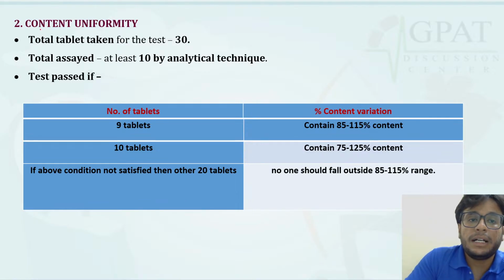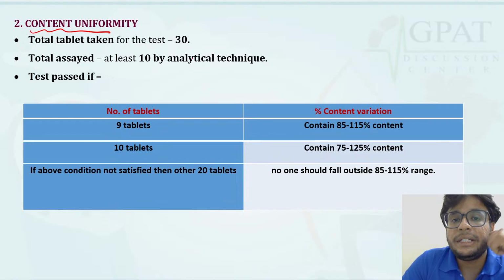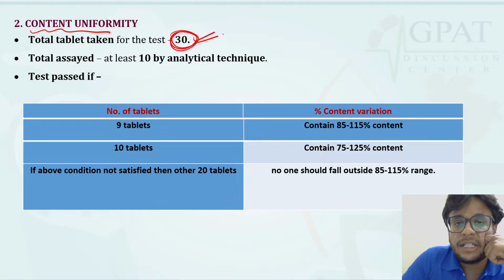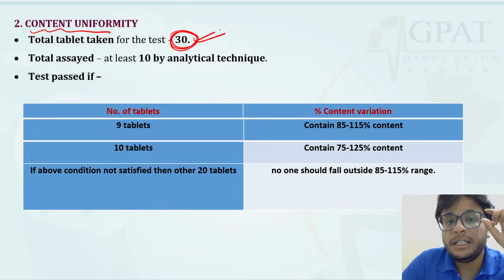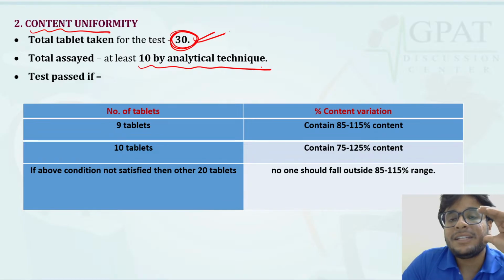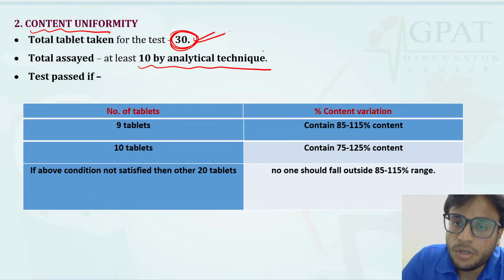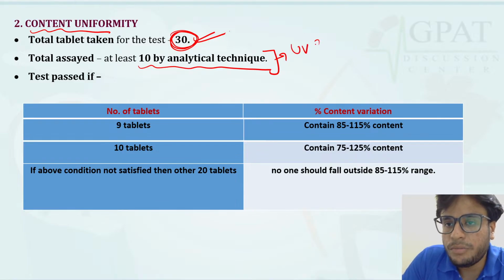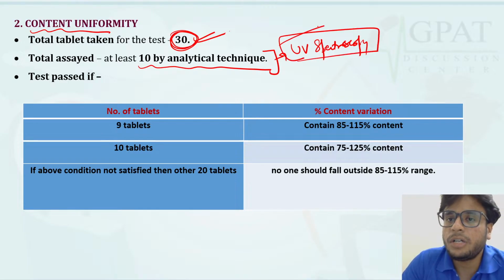Then we come to the content uniformity test. In the content uniformity test, we emphasize that we are taking 30 tablets, and at least 10 have to be assayed by analytical techniques. The assay is mainly done in order to check the content of the given active pharmaceutical ingredient present in a given formulation. We can also use UV spectroscopy for that purpose, in order to check the quantity of a given component, or to confirm the component present in a formulation.